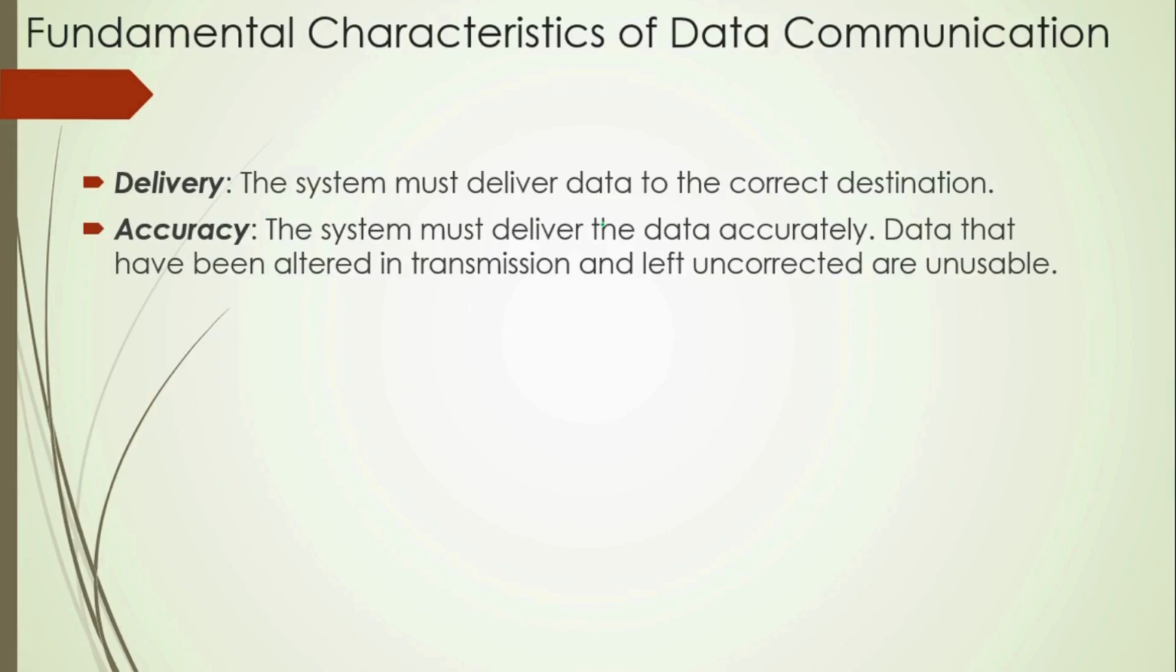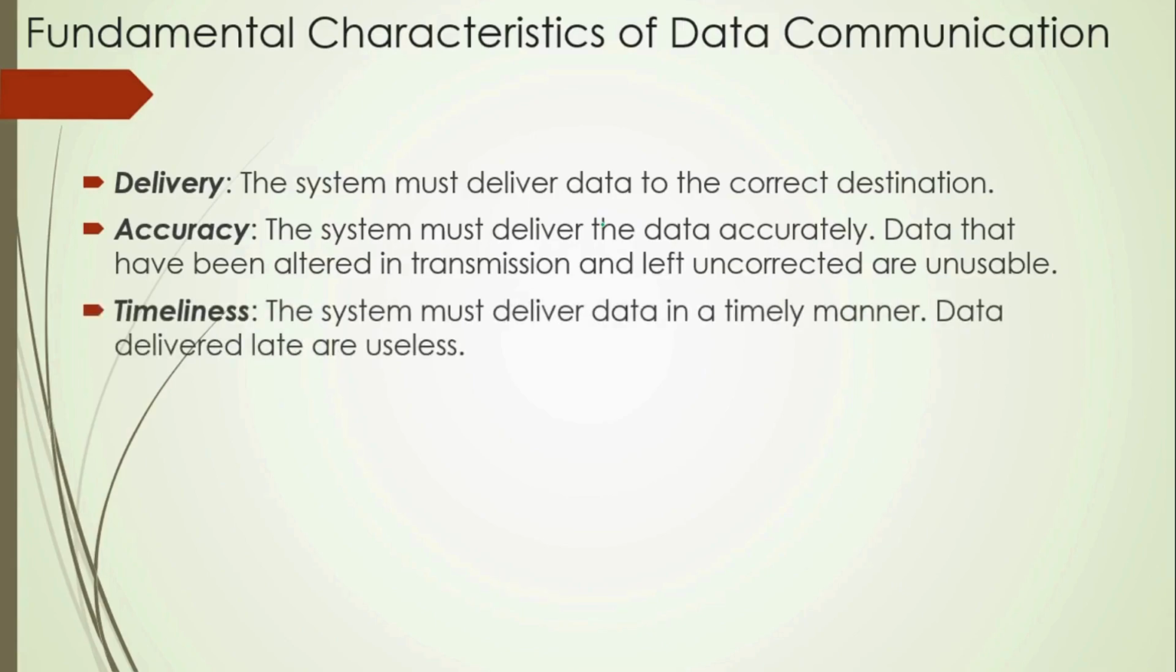The next one is timeliness. What is timeliness? Some companies offer that the delivery man must deliver the food to the customer within 30 minutes. If they cannot deliver the food within 30 minutes, the food will be free for that customer. So this is known as timeliness. In data communication, the system must deliver the data in a timely manner. Data delivered late are useless.